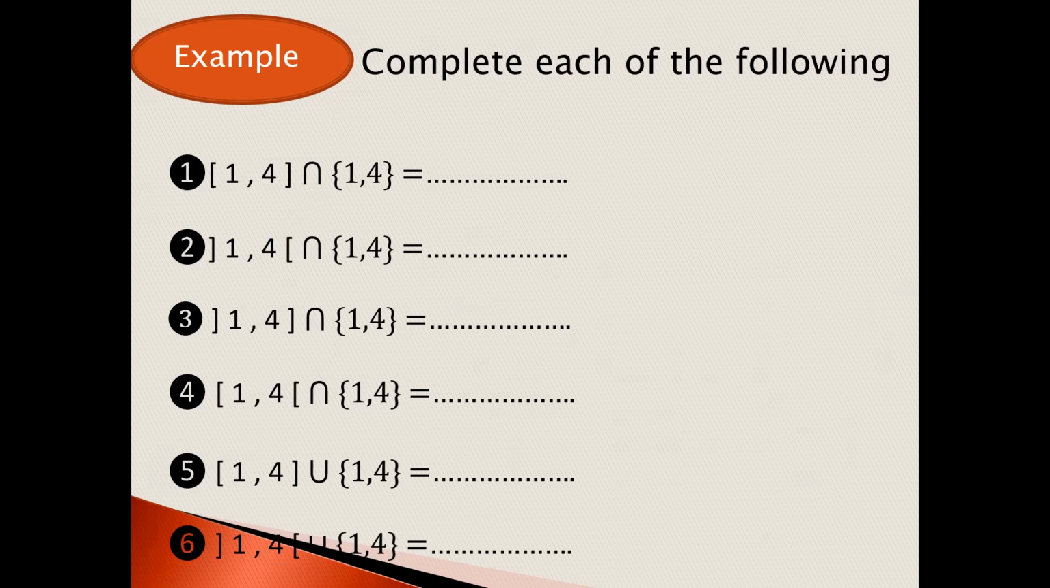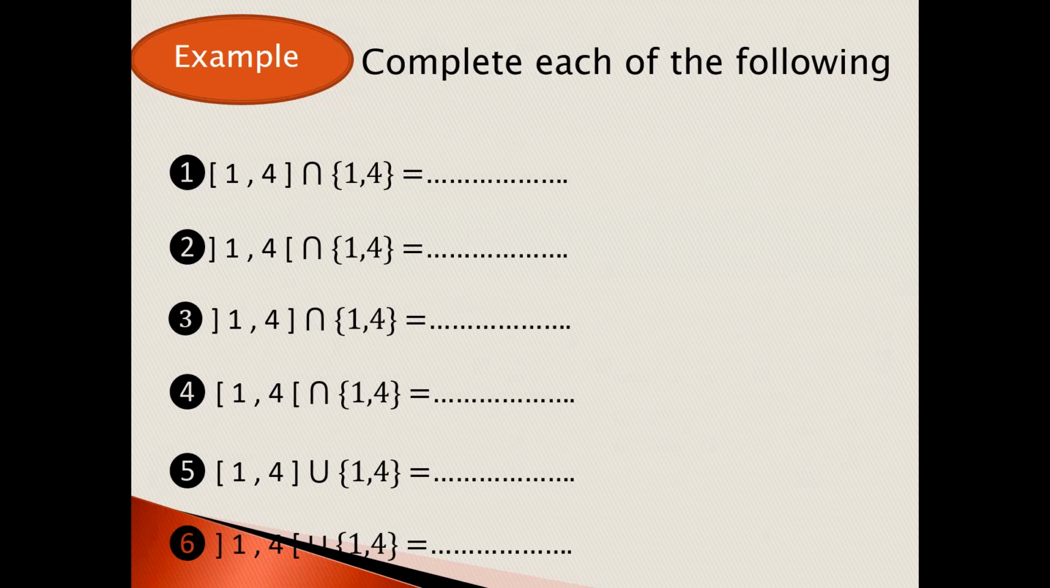Number 3, (1,4], 1 open, 4 closed, intersection with the set {1,4}. Okay, 1 is not included, so I can't take it as a common number between them. 4 is closed, and 4 is included in the set {1,4}. So the answer will be the set {4} only, because number 4 is included in both of them.